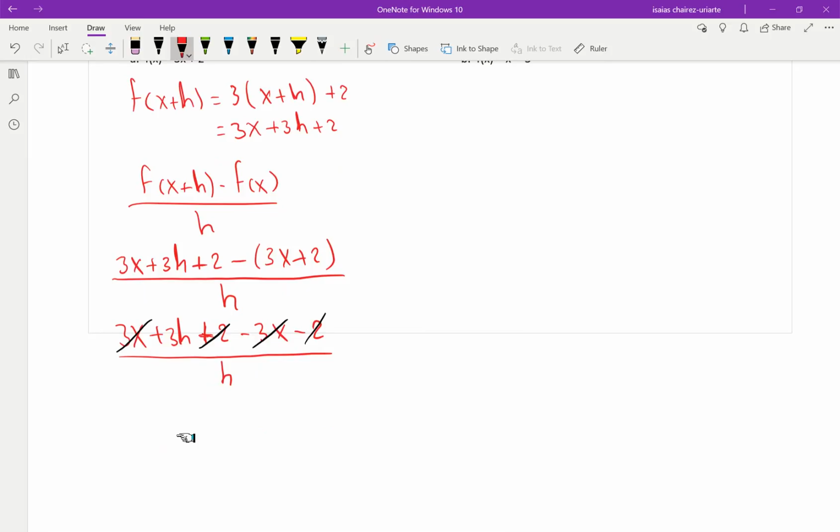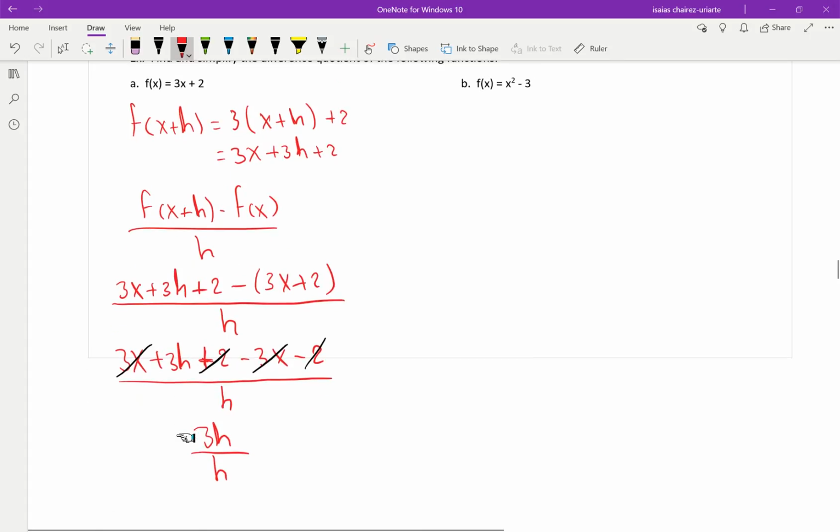So now I just have that this becomes 3h over h. And the h's cancel. And my answer, I suppose, is just 3. That's the simplified difference quotient for this particular function.